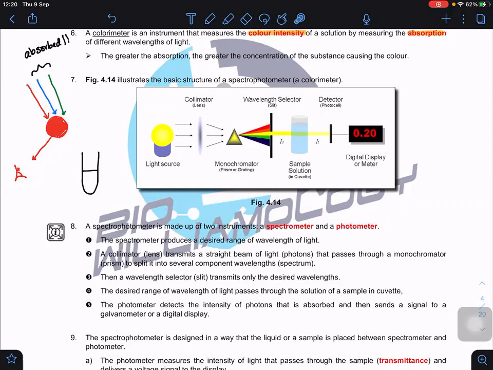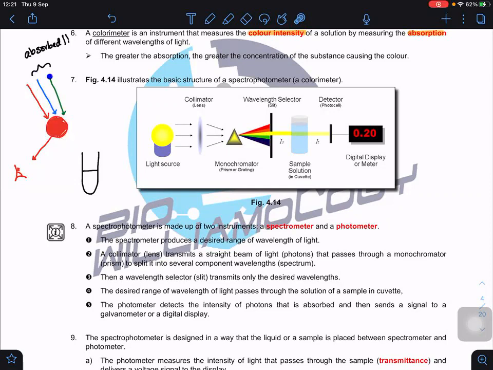If I shine with blue color, because all the blue light will be absorbed, it means that I will see no light, no reflection. I will see it as black color because there is no reflection of light. Okay, why? Because the blue light will be absorbed.